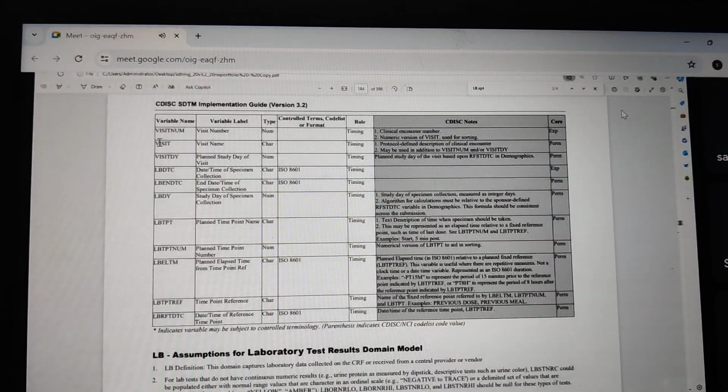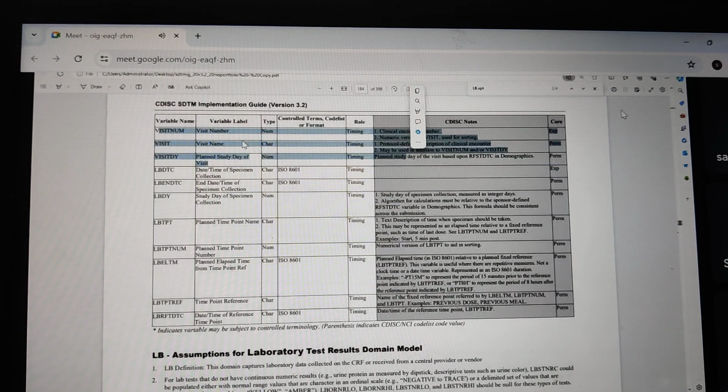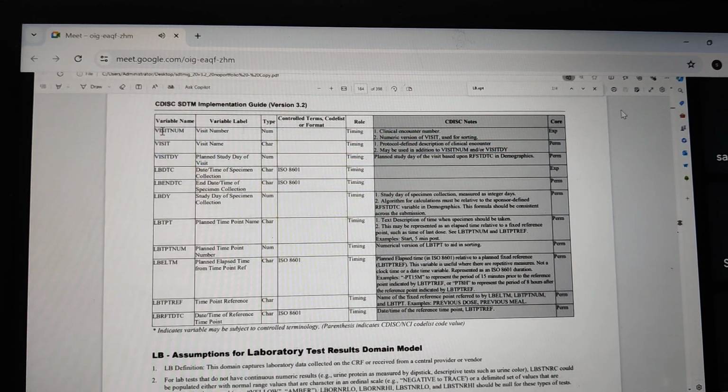The next are VISITNUM and VISIT, and VISITDY. We already know these from the other findings domains. VISITNUM is the numeric number of the particular visit, and VISIT is the name of that particular visit. VISITDY is the planned day for that particular visit.